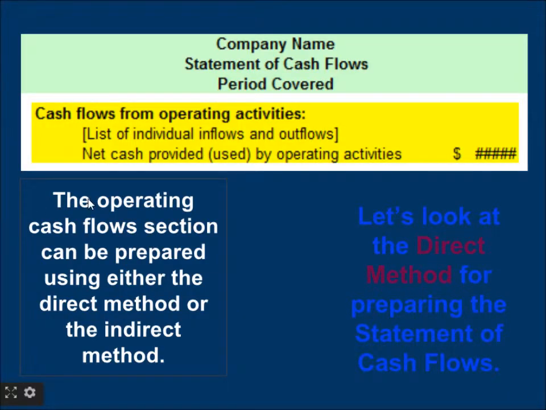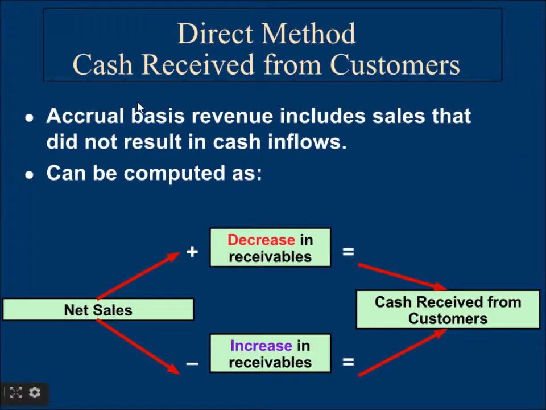Cash flow from operating activities. The operating cash flow section can be prepared using either the direct method or the indirect method. So let's first look at the direct method. In case of direct method, cash received from the customer: accrual basis revenue includes sales that did not result in cash flow, so it can be computed as, whenever there is a sale, a decrease in receivable is added and an increase in receivable is deducted, and the remaining value which we get is cash received from the customer.